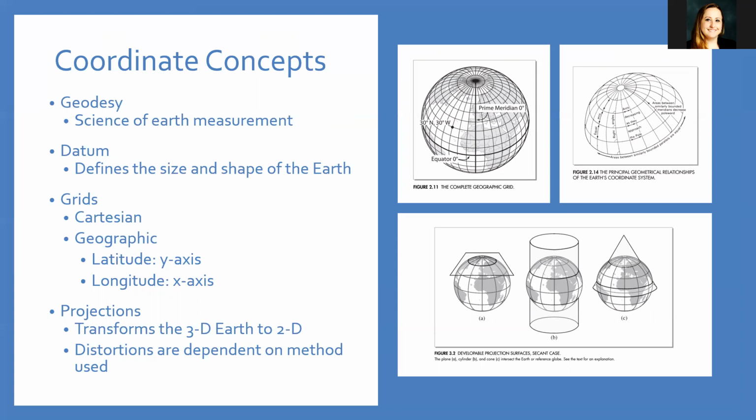Map projections are the way in which the 3D Earth is transformed into a 2D format. Because models are being used, there will be some level of distortion. The type and severity of the distortion is dependent on how you projected your map.